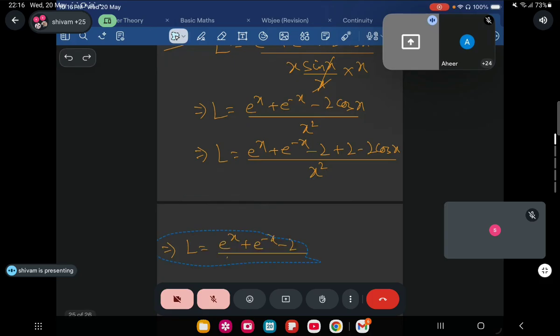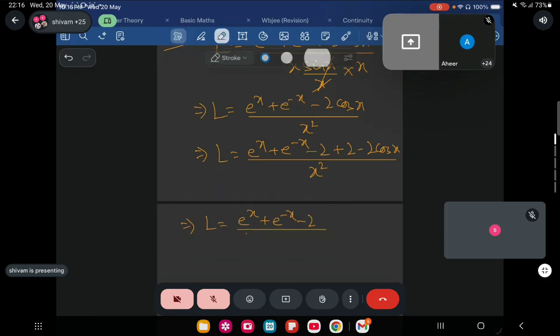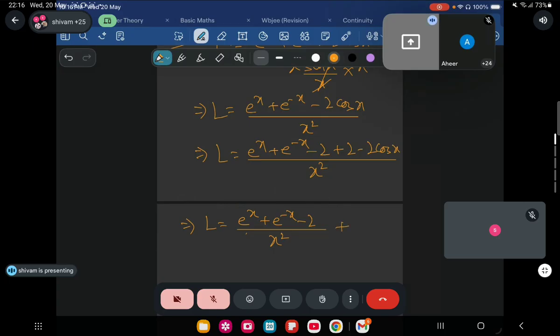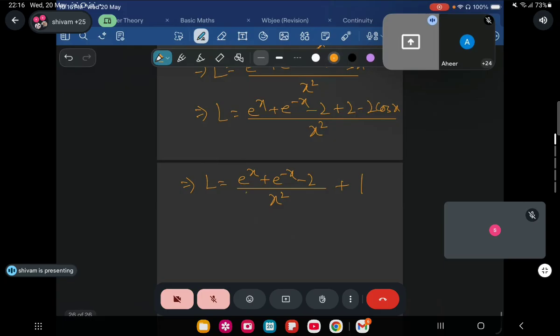Okay, divided by x square. Plus 2 minus 2 cos x by x square, that will become 1. Can you people understand? Okay. Now we need to focus over here.